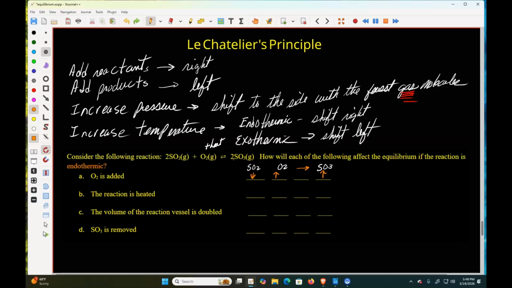The second reaction is heated. Since this is endothermic, if I heat it, it's going to shift to the right. So if it goes to the right, then the SO2 has to decrease. The O2 must decrease, since it's going to the right. So therefore, the SO3 must increase.